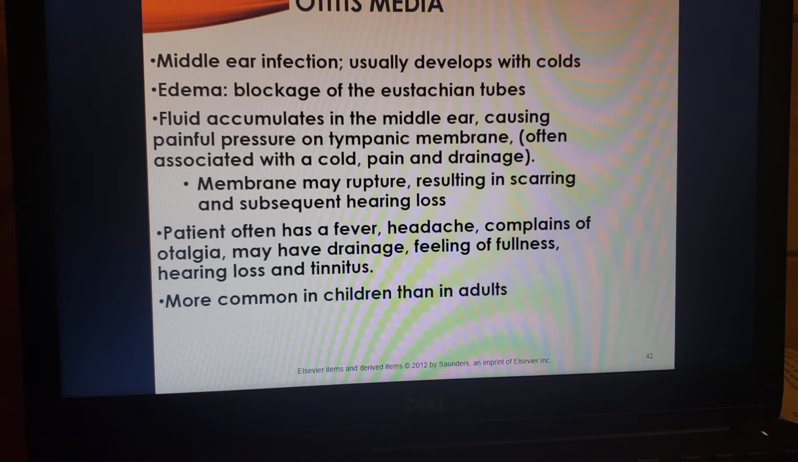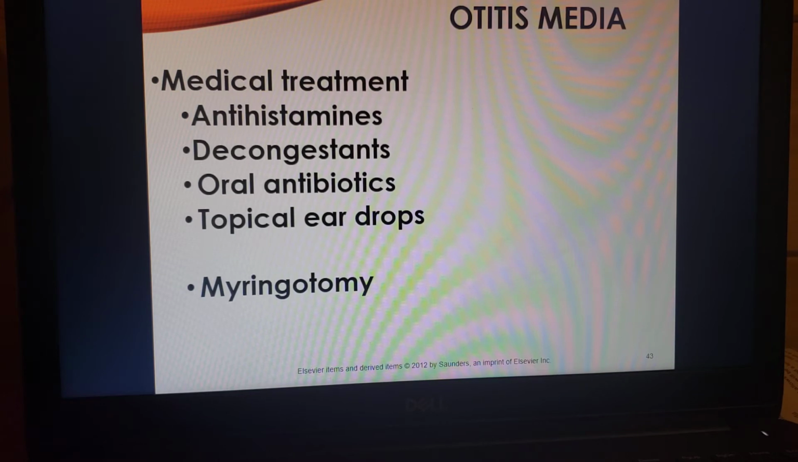Patients often have a fever, a headache, and complain of otalgia. Otalgia is ear pain. They may have drainage, feeling of fullness, and a hearing loss with tinnitus. This is more common in children than adults, but we still see it in adults. Medical treatment for otitis media includes antihistamines, decongestants, oral antibiotics, and topical ear drops.